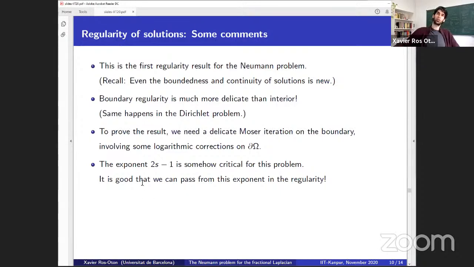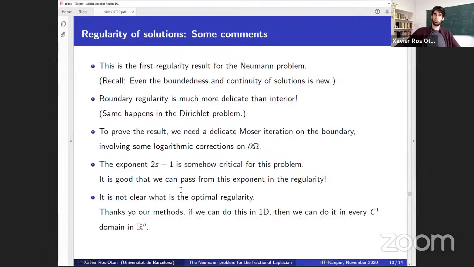And then another comment that is not obvious from the statement is that this exponent 2s minus 1 is somehow critical for this problem. If you're interested, you can look at our paper and the introduction. I will not explain more than that, but you need to know that 2s minus 1 is somehow critical. Because at 2s minus 1, there is a kind of fake solution that appears, which is not really a solution, and so it's good that we can pass this critical exponent in any case.